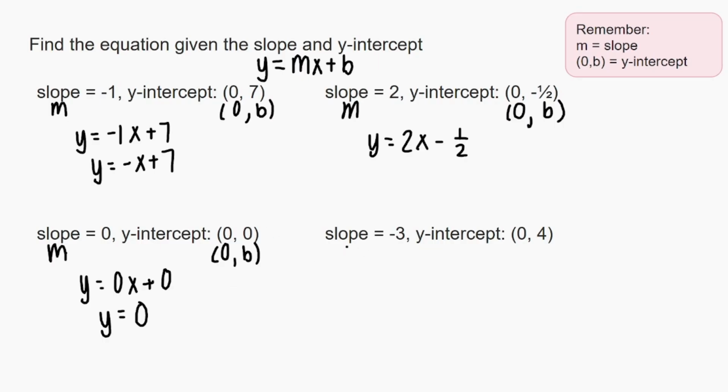Our last problem is going to be slope equals negative 3, y-intercept equals (0, 4). We know slope is still going to be m, and the y-intercept is still going to be (0, 4). So we know this is going to be y equals negative 3x plus 4. And that's the last problem for this video.